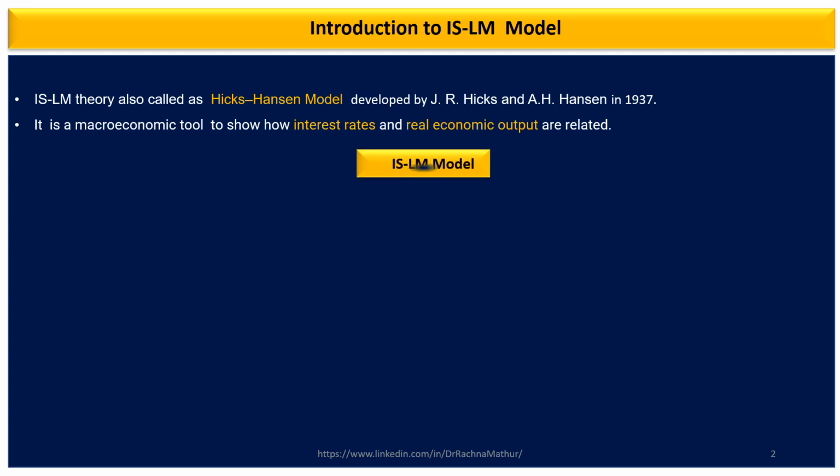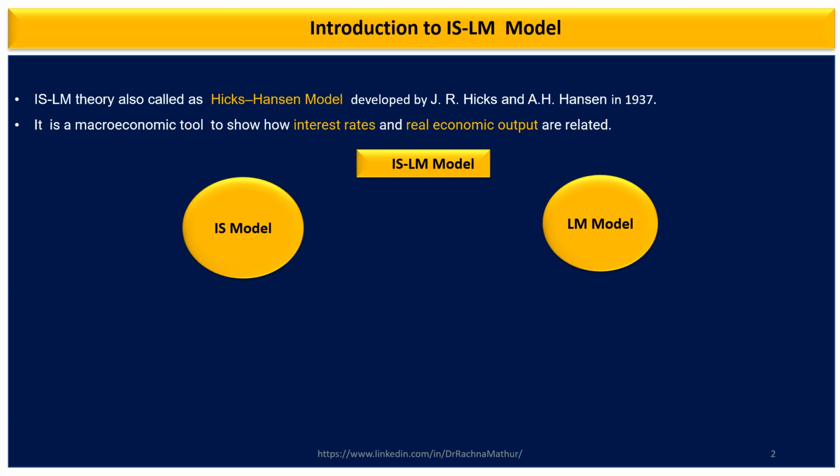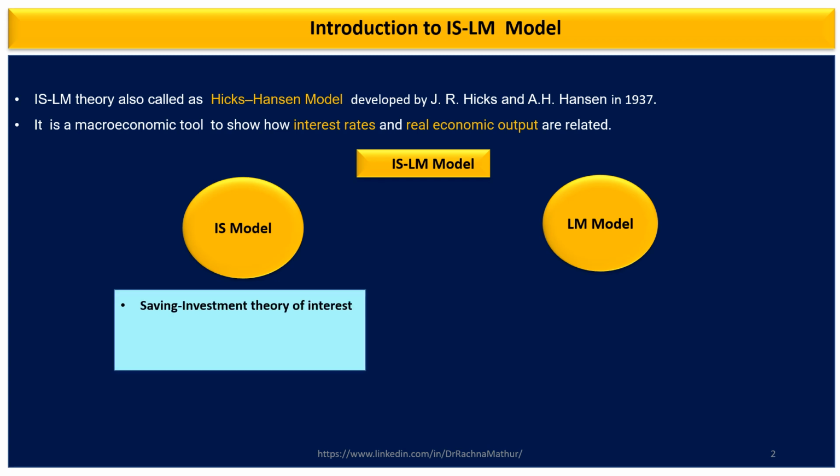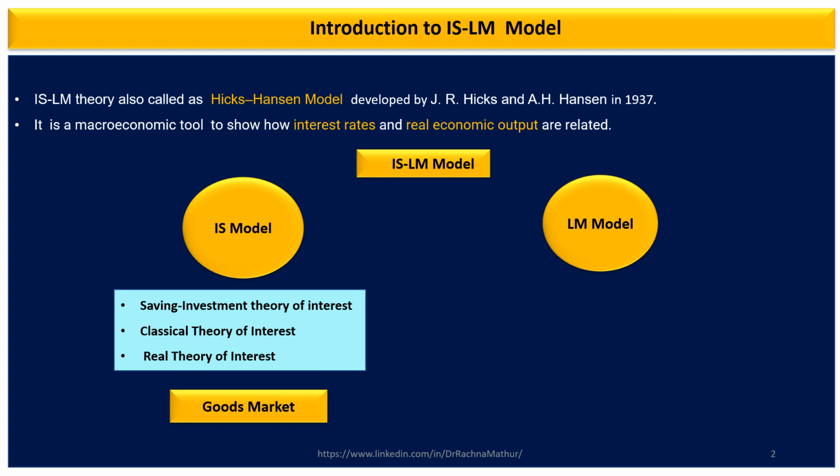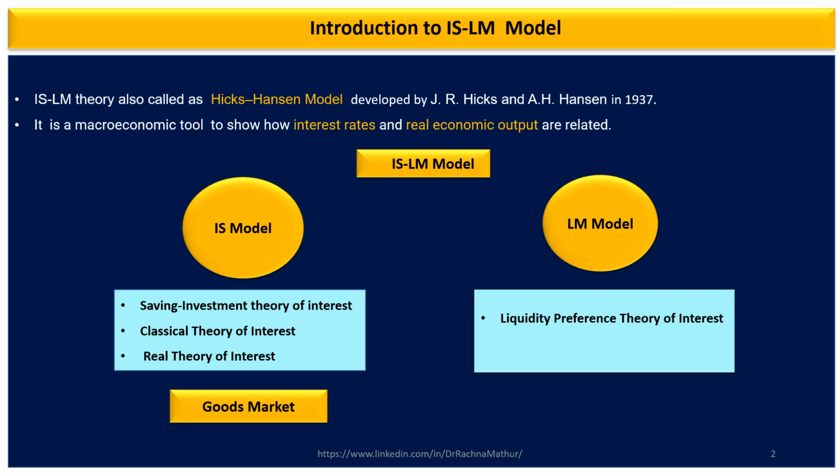The IS-LM model was derived from two basic interest rate models, the IS model and the LM model. The IS model is also called the saving-investment theory of interest or the classical theory of interest. This model is also famous as the real theory of interest and it is associated with the goods market. Whereas the LM model is also known as the liquidity preference theory of interest or the monetary theory of interest, and it is associated with the asset market.